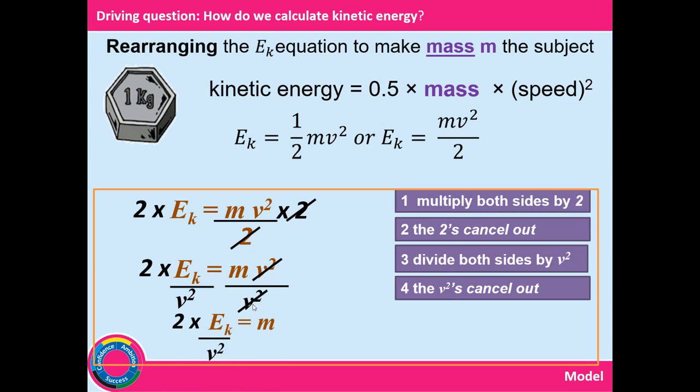All we need to do, like in the previous slides, is to write m such that m is on the left hand side of the equation. So we'll have m equals 2E over v squared. That's when m is the subject of the formula.